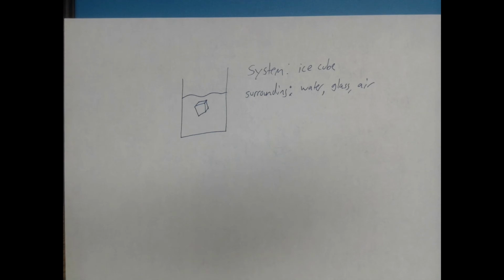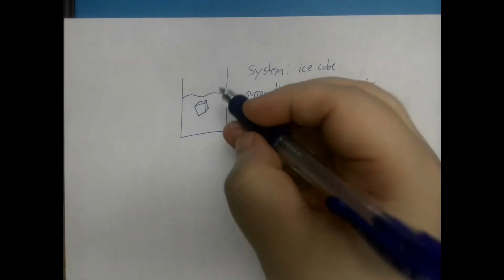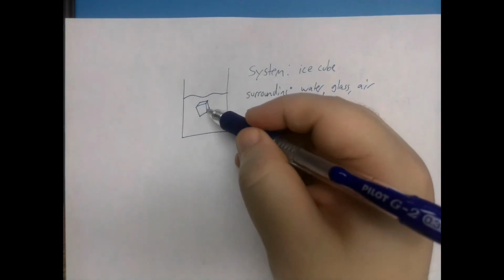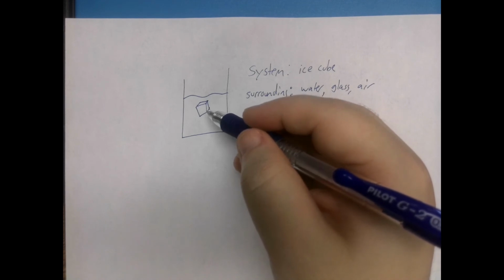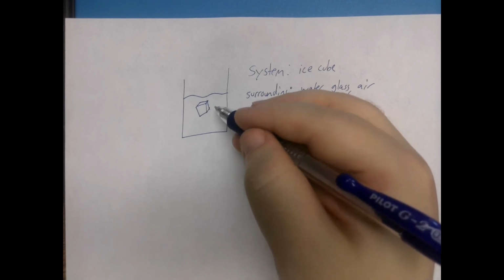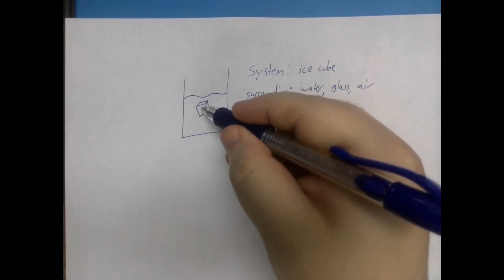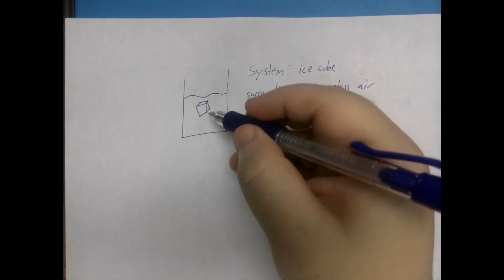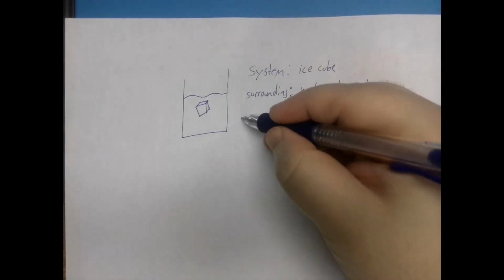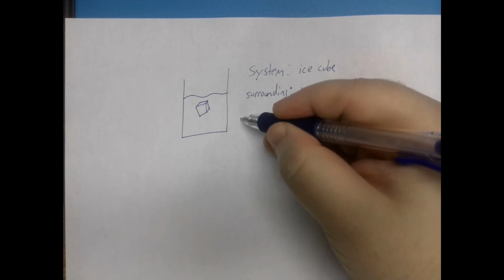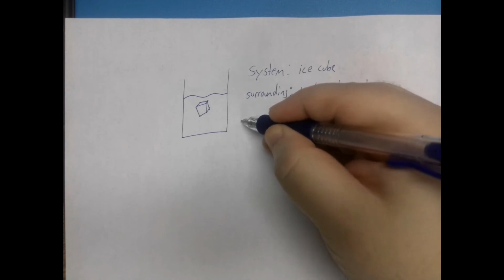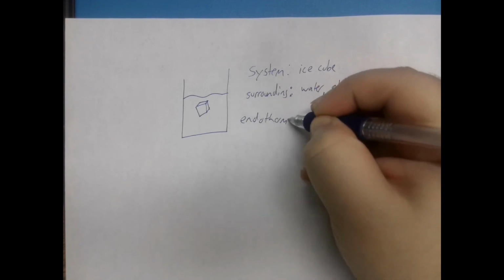So in this example, how is heat flowing between the system and surroundings? What happens to the ice when we put it in water? It starts to melt. Why is it melting? When you melt, do you gain energy or lose energy? Is this endothermic or exothermic? Is the ice cube undergoing endothermic or exothermic? Endothermic.